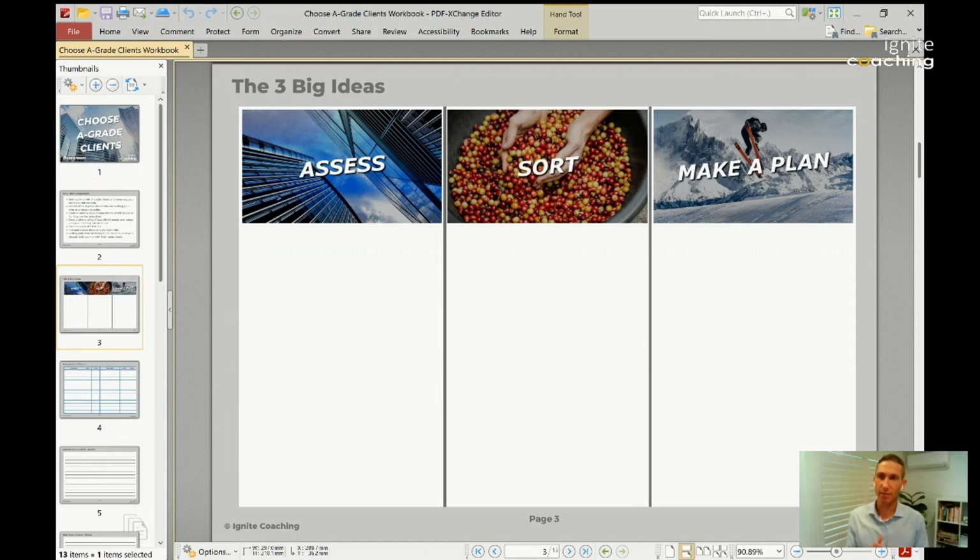And then the third piece of the puzzle, third big idea, is making a plan. So actually going, all right, well, okay, these are all my C and D grade clients. Would I care if they left the business tomorrow? And if the answer is no, well, we'll make a plan to actually, over time, finish up projects and start to exit them from the business.